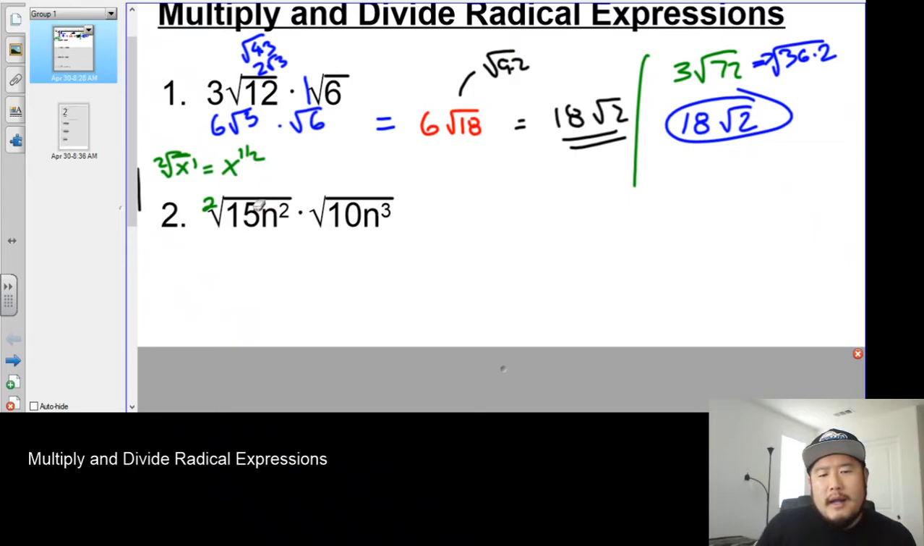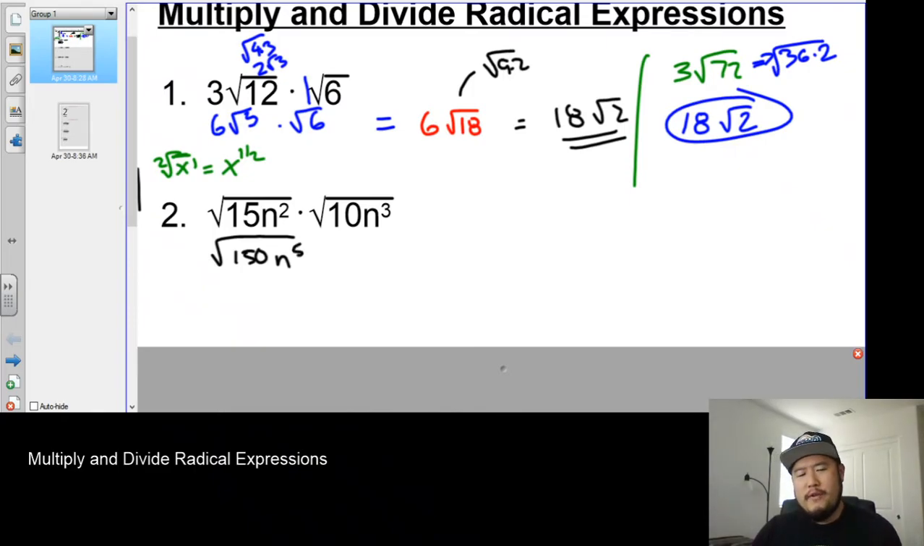So right here, if I take a look, there's nothing I could do. I can't take the square root of 15. I can take the square root of n squared. But actually, let's multiply the two together. If I multiply the two terms, 10 times 15 is 150. Okay, so we have that part right there. N squared times n to the third. When you're multiplying exponents, you add the powers together. Very important thing from algebra. So this becomes n to the fifth.